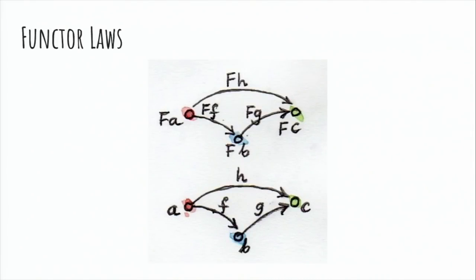Also, it says that a set is only valid if you can compose the arrows. So if you have an arrow f from A to B and a g from B to C, you must have a function from A to C. Which means that if you map it to another category, there must still be the function that maps from FA to FC.